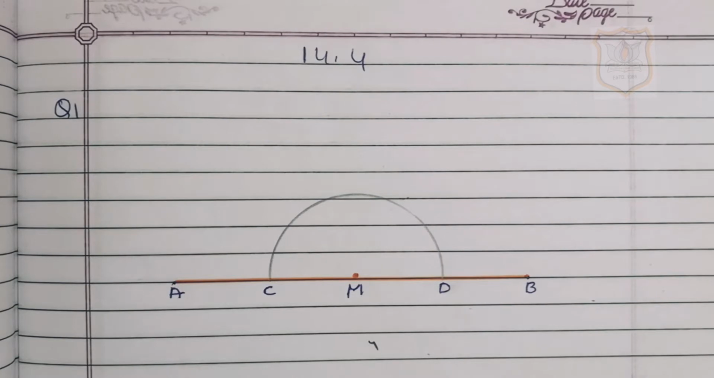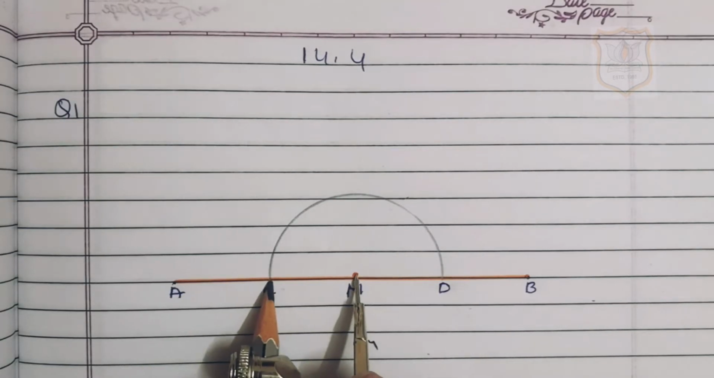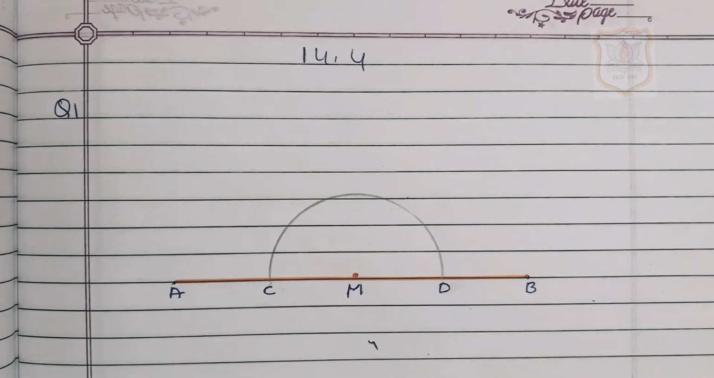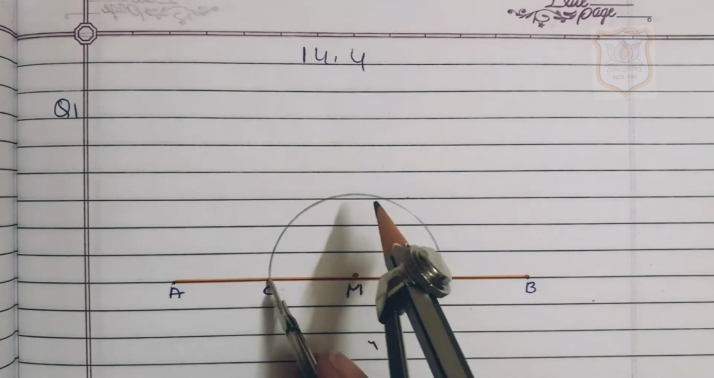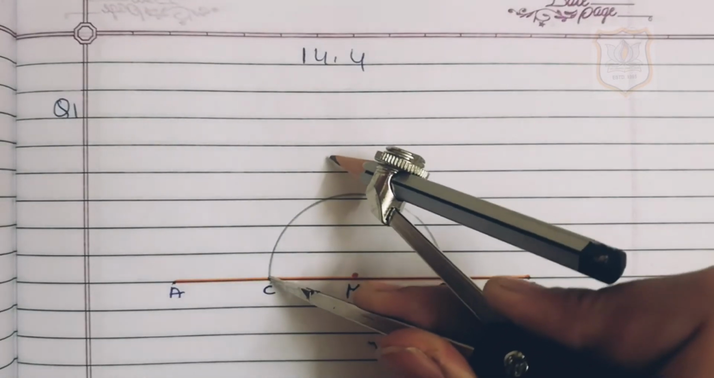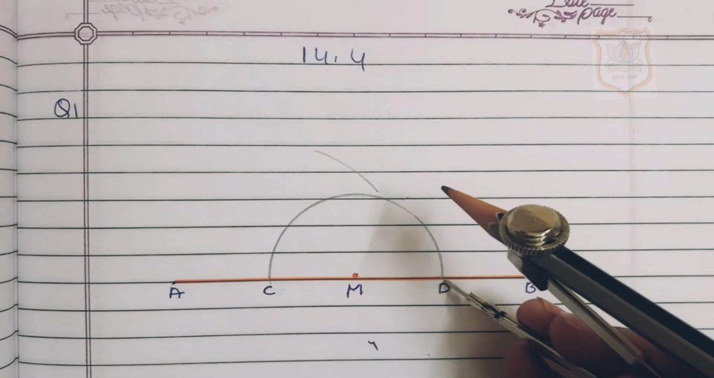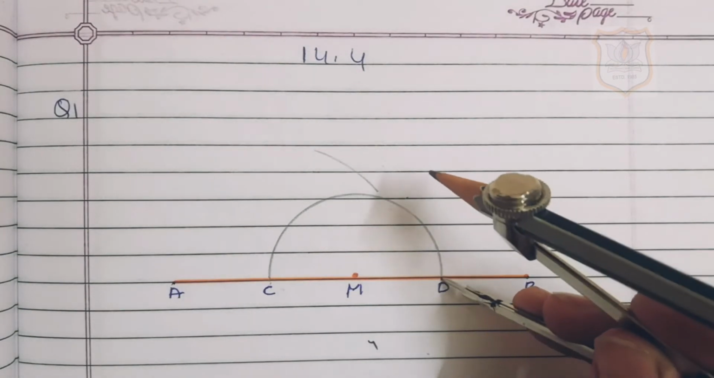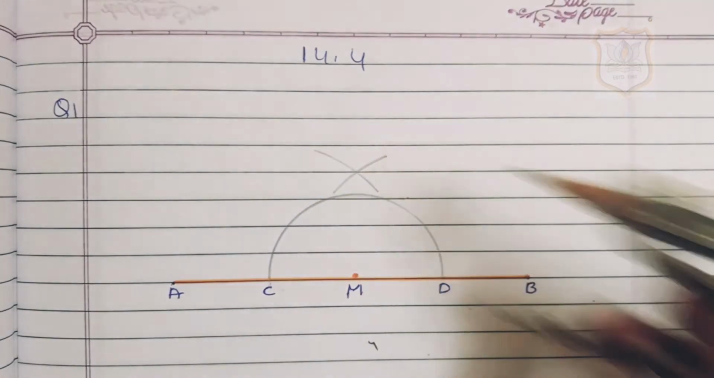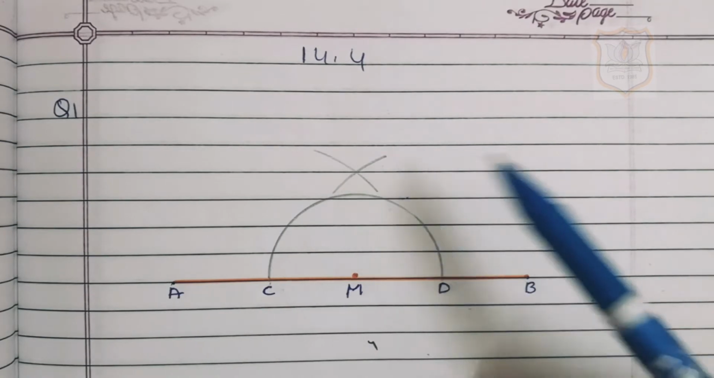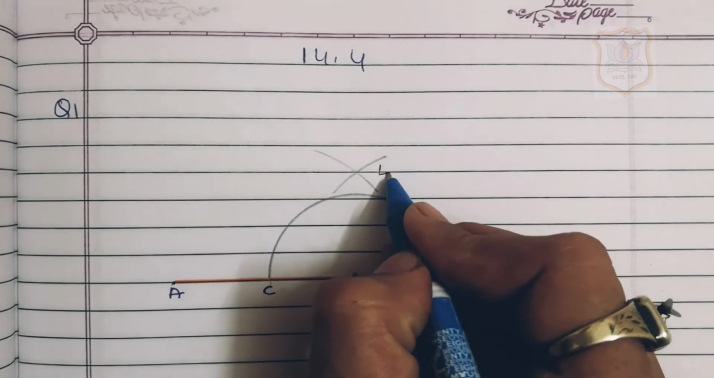Next step is by taking the centers as C and D with radius greater than CM. Here we have to take a radius which is greater than CM. This much is CM. We have to take a radius greater than CM. We will take C as a center and draw an arc, and then again we will take D as a center and make an arc. Here students, you can see these two arcs intersect each other at point E. We will name it as point E.